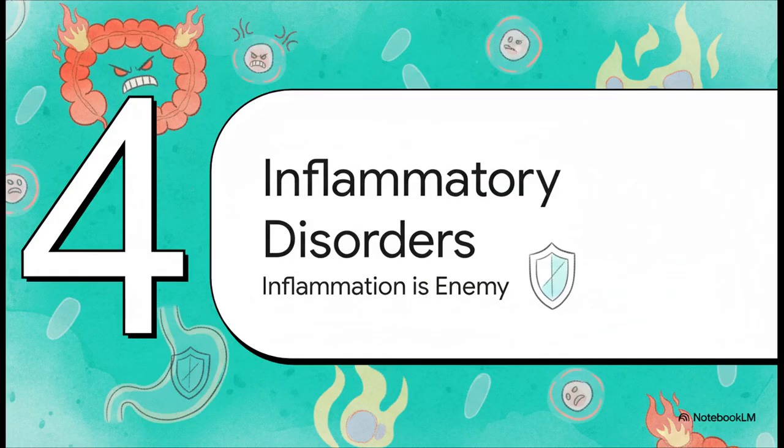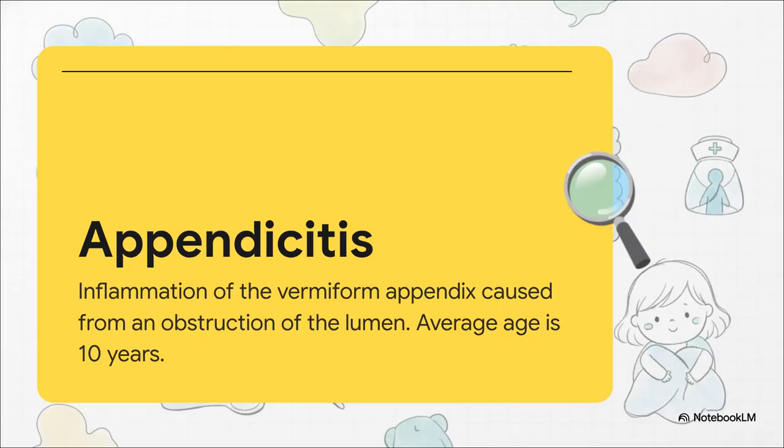Okay, we've nailed the plumbing problems. Now let's switch gears and focus on the inflammatory disorders, where the GI system is really under attack from inflammation itself. And of course, we're going to start with the most famous one, appendicitis. This is pretty straightforward. It's just inflammation of the appendix. It usually happens because the opening gets blocked by something like a hard piece of stool. And you'll see this most often in school-aged kids, with the average age being about 10 years old.